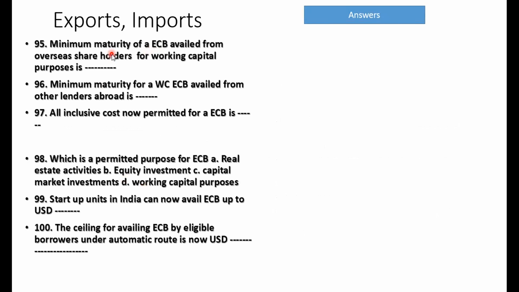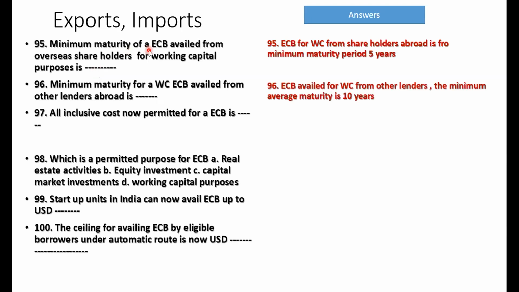Minimum maturity, maximum maturity. ECB also, one or two questions they will ask. ECB means external commercial borrowing. Minimum maturity for ECB availed from an overseas shareholder for working capital purpose is 5 years. At least 5 years it will be. Now even for working capital, that is a new thing. Even for working capital, but long-term working capital, not short-term working capital. Normally working capital means 1 year tenure. This long-term working capital also, now you are permitted to raise from ECB. To buy your current assets, you can raise a term loan. ECB is nothing but a term loan, external commercial borrowing.